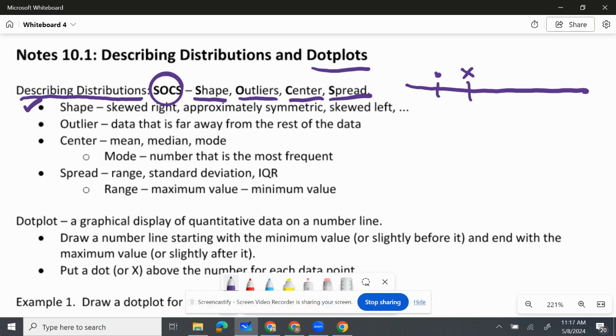One would be skewed right. And something that's skewed right, what's happening is that the skewness, or how it's spread out, is going to be more on the right-hand side. So an example of a skewed right distribution would be this one right here.